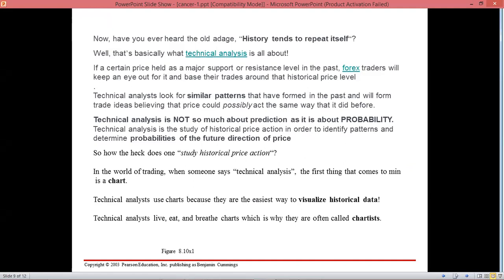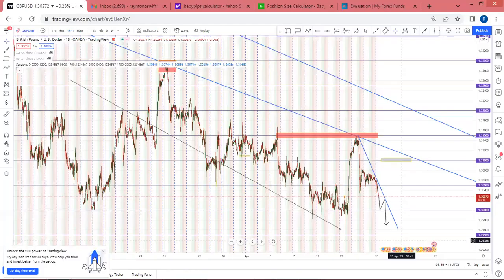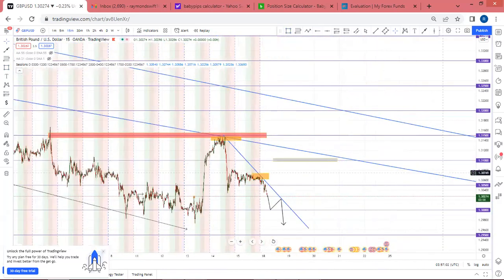Now you have the old adage, history tends to repeat itself. Let's go back to my chart. I wish I could just split my screen now. You can see, I said here that the price touched this side, the price dropped. The price touched this side, the price dropped. Let me widen my.